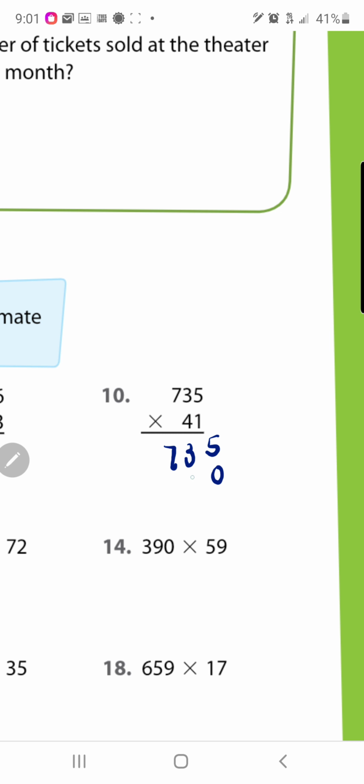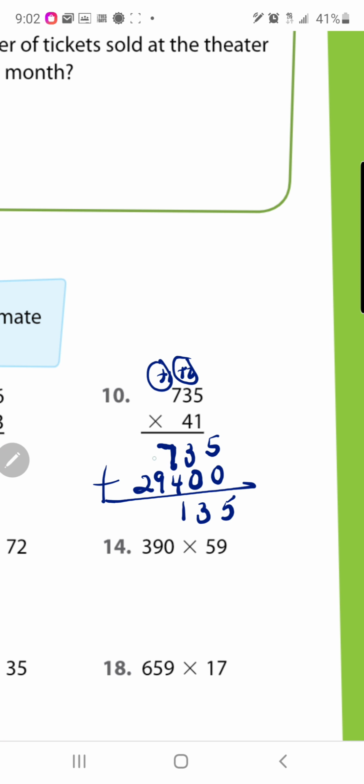4 times 5 is 20. Bring down the 0. Carry the 2. 4 times 3 is 12, plus 2 more is 14. Carry the 1. 4 times 7 is 28, plus 1 more is 29. And make sure you align your numbers carefully. 5 plus 0 is 5. 3 plus 0 is 3. 7 plus 4 is... well, actually, it's 11. Carry the 1. 9 plus 1 is 10. Carry the 1. 2 plus 1 is 3. So there's your multiple or product, 30,135.